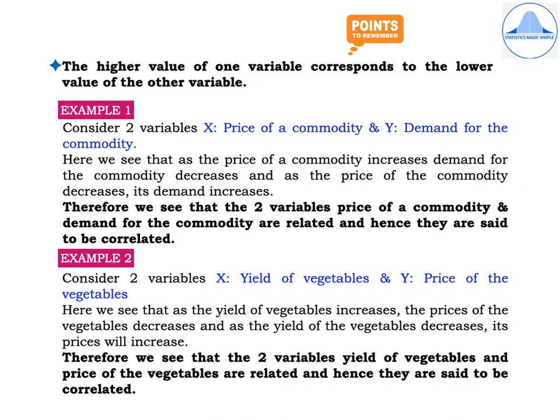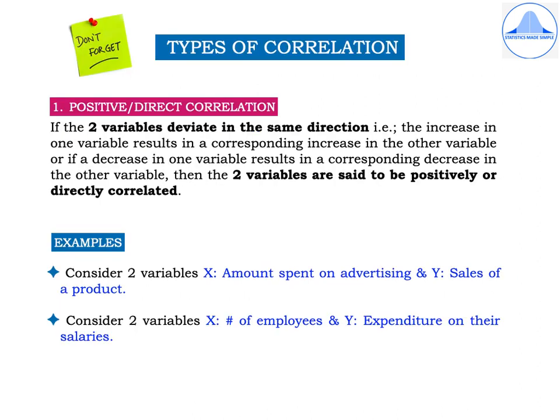Let us now learn the different types of correlation. First one is positive or direct correlation. If the two variables deviate in the same direction, that is, increase in one variable results in a corresponding increase in the other variable, or if a decrease in one variable results in a corresponding decrease in the other variable, then the two variables are said to be positively or directly correlated.